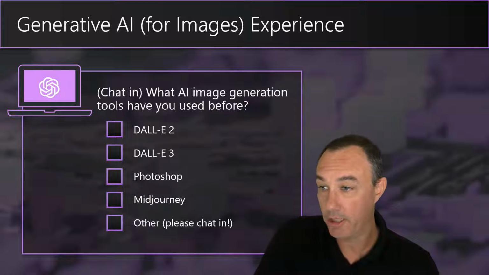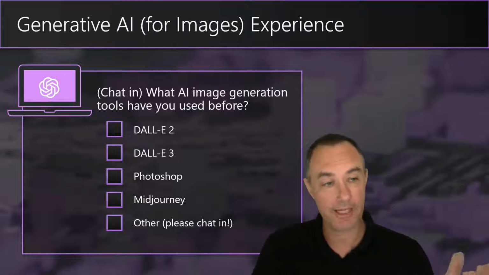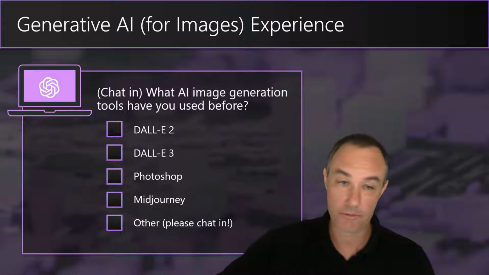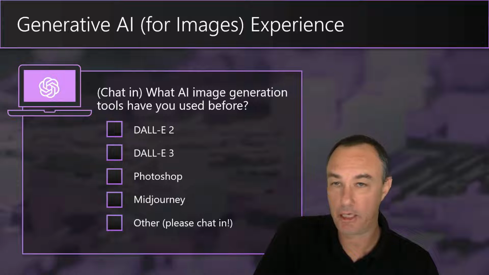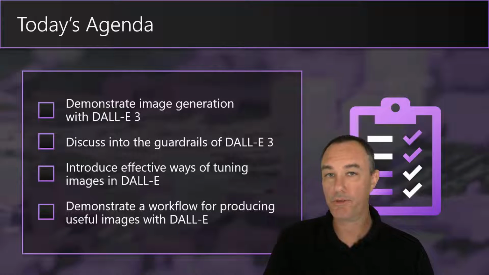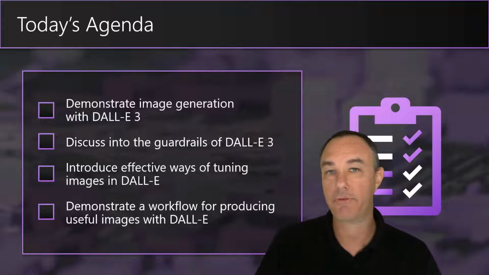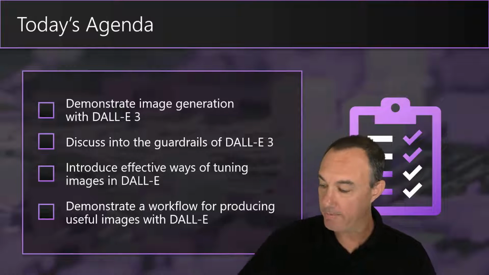Stable Diffusion and Midjourney used to be kind of the only two players. I forgot to list Stable Diffusion here, but that's a pretty big player in the world of generative AI for imagery. And so what we're going to do today is really more or less have some fun with DALL-E. And I want to show you a few things that I picked up along the way.